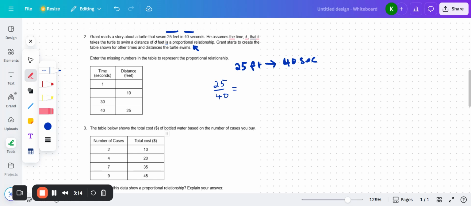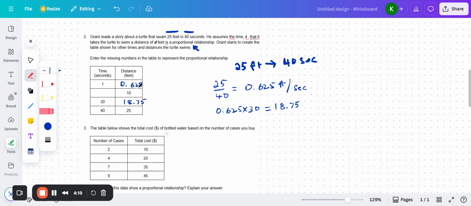So if I do the math, 25 divided by 40 is 0.625 feet per second. Okay, so that goes right here, 0.625. Now, just follow that. 1 second is 0.625 feet. Now go ahead and do the rest of them. For 30 seconds, you're going to multiply this by 30. So that's 0.625 times 30. If I multiply by 30, you get 18.75. So that goes here, 18.75, for 30 seconds.